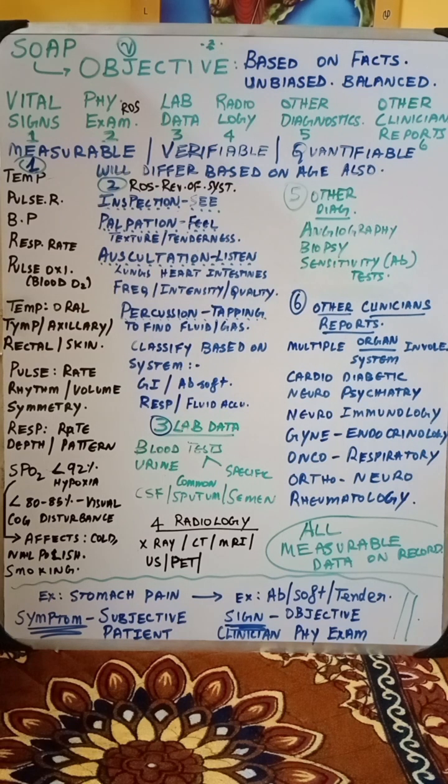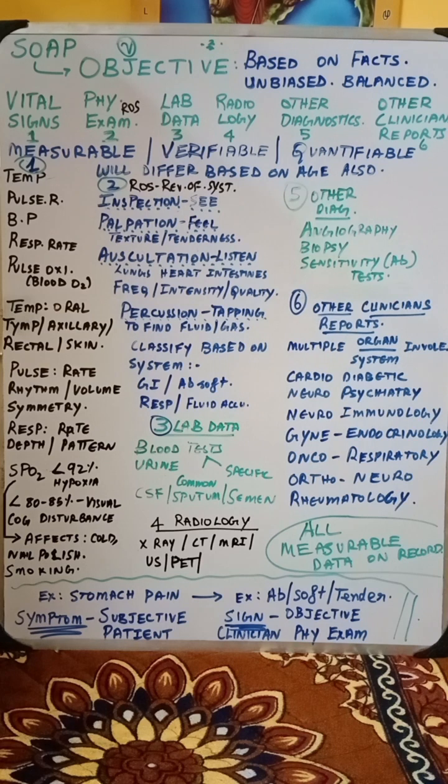Now, this objective assessment can be divided into various parts. First one being the vital signs. Second one, the physical examination. Somebody called this review of systems, that is also right. Lab data, radiological examination, other diagnostics, other clinicians' reports. These six things have to be cross-checked before we close this objective part. Now in vital signs, what is it that are measurable, verifiable, quantifiable? Objective is all about measurability, verifiability, and quantifiability, right?